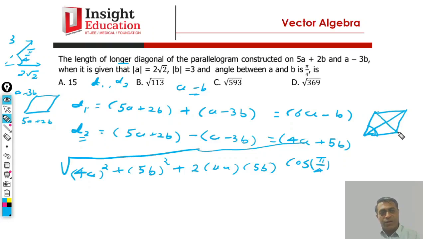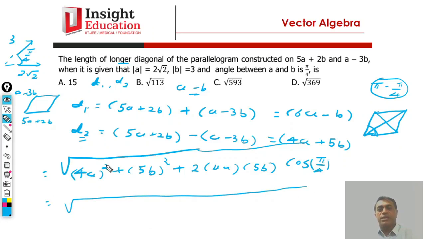For the shorter diagonal, we have to consider the other angle. The angle between these two is the external angle, that is pi minus pi by 4. But for the longer diagonal we have to consider cos pi by 4. Okay, so now I add the values.